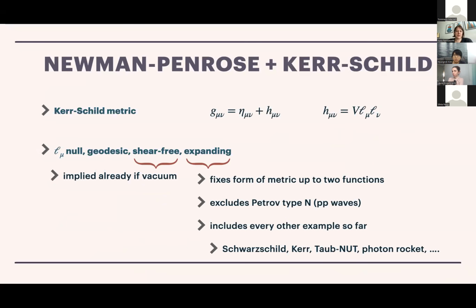But this last assumption rules out, or excludes, Petrov type N solutions. So that's pp-waves, plane waves. So that's a little unfortunate that we can't apply our formalism to those cases. But it does include every other example that we've talked about so far. So Schwarzschild, Kerr-Taub-NUT, the photon rocket, a lot of different things. So that's the price we have to pay.